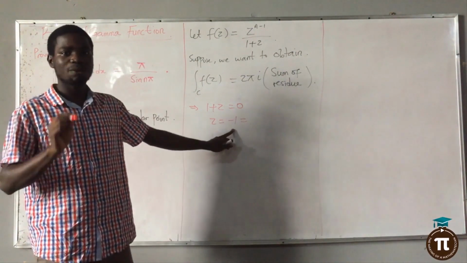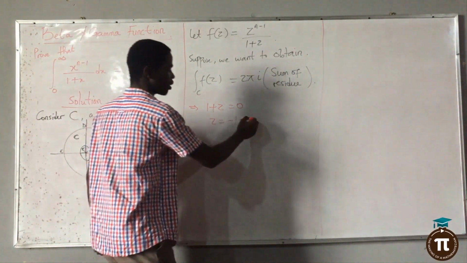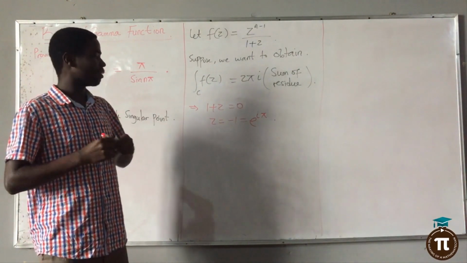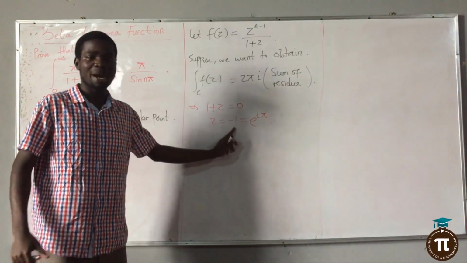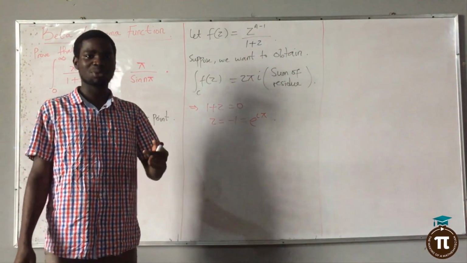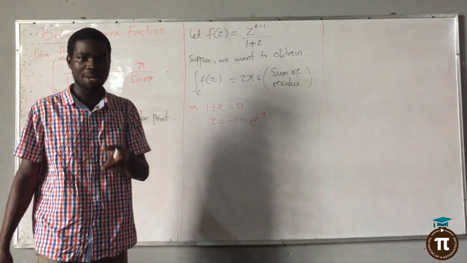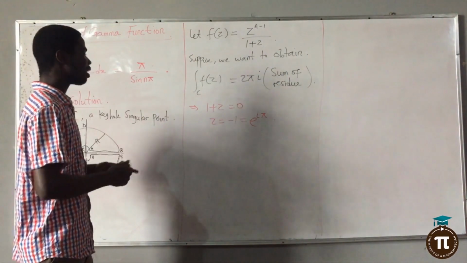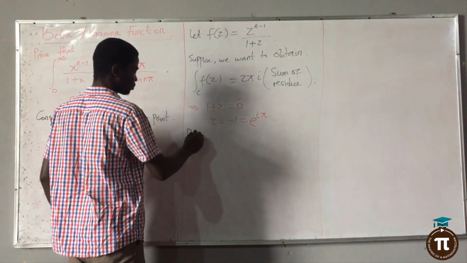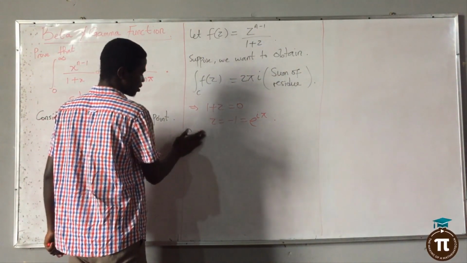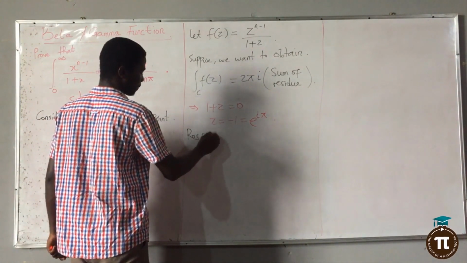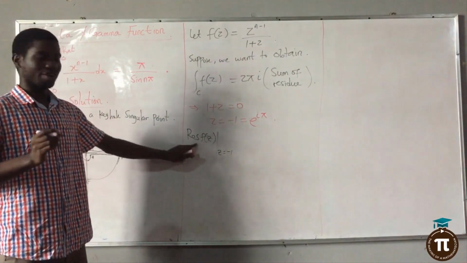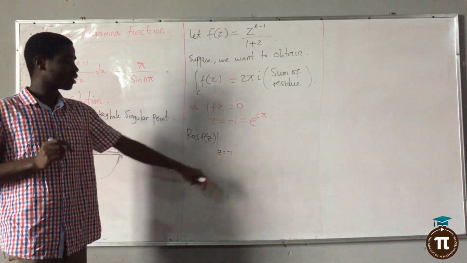I can write this from the elementary. If you write minus 1 in the exponential form of a complex number, this is equal to e raised to the power of i pi. So I will now find the residue of f of z at z equals -1.